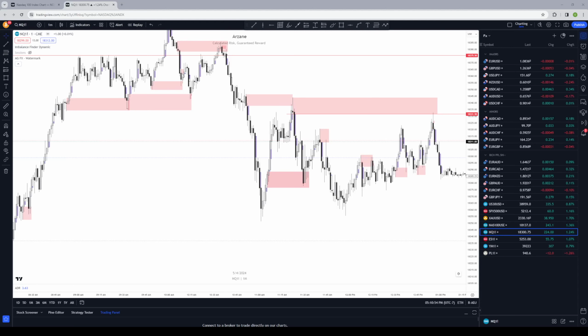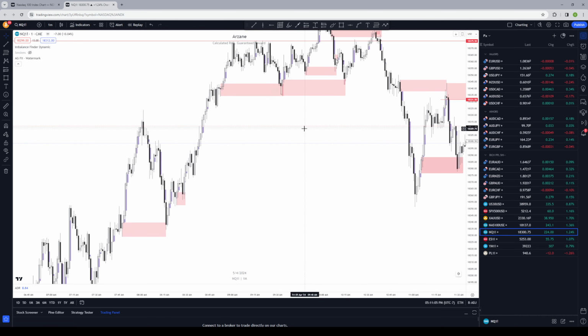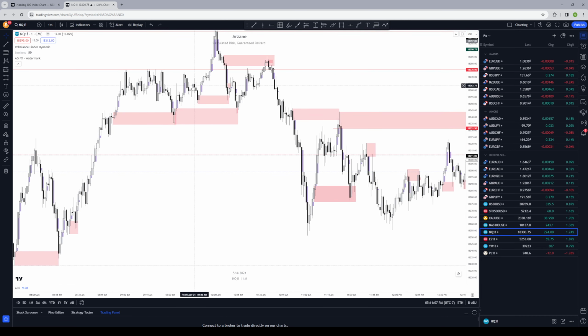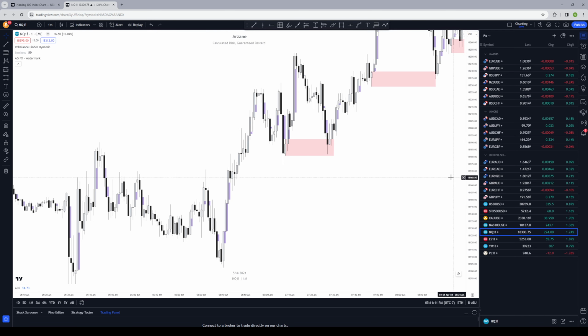Okay, so I'm gonna do a little bit of a breakdown of Nasdaq last Friday. This is just a showcase of potential trades and stuff that I would be looking for. Really quickly, I mark my zones.